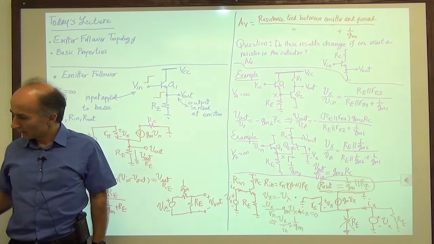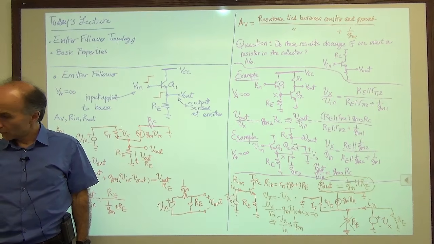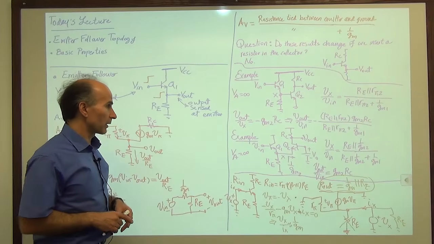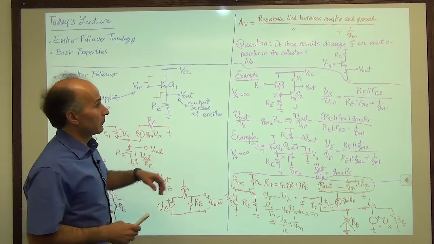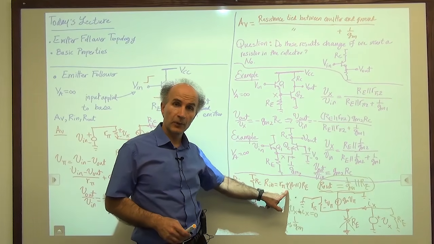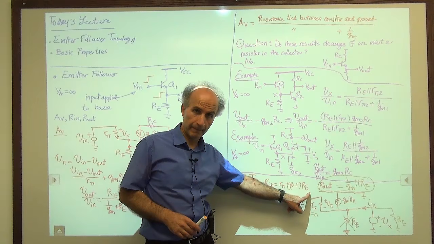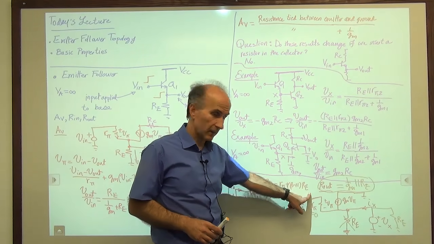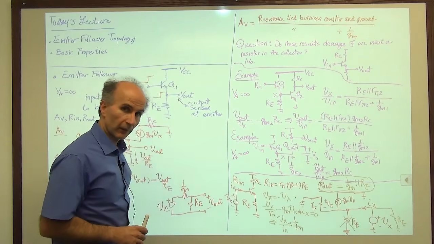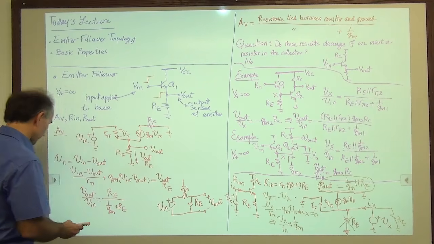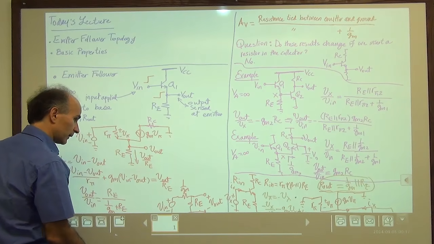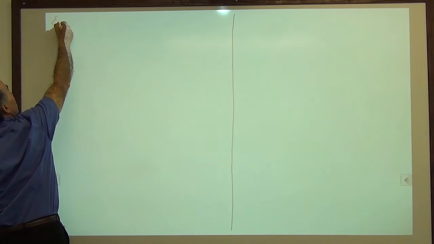Okay, very well. Let's go on to another example just to get comfortable with these things. So what I want you to remember are, number one, the input impedance of the emitter follower is R pi plus beta plus 1 times RE. And the output impedance is 1 over GM in parallel with RE. Okay. All right. Now let's go and look at another example. So I will insert a new page here. Here's an example.